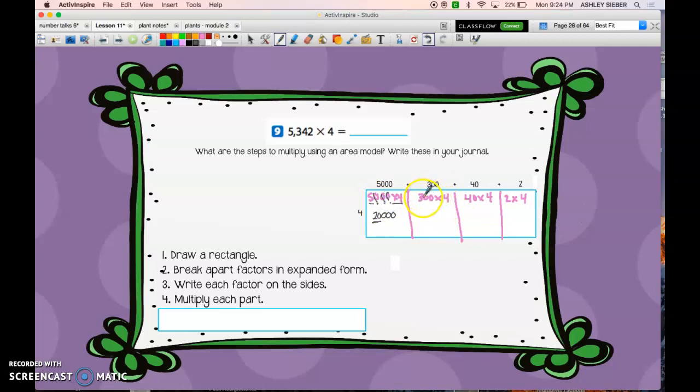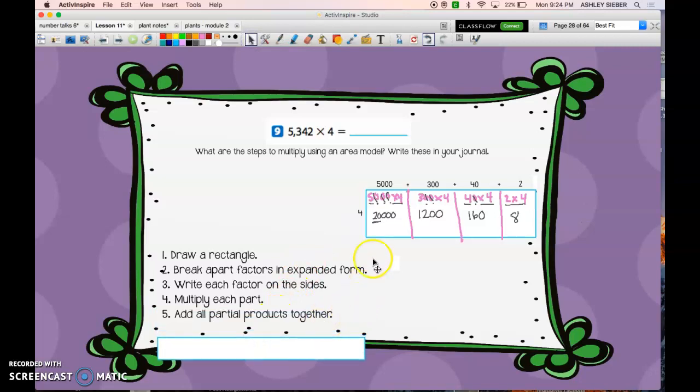Let's look at our next expression. 300 has 2 zeros. 3 times 4 is 12. Add the 2 zeros back in, and I get 1,200. 40 times 4 has 1 zero. 4 times 4 is 16. And 1 zero added in makes 160. 2 times 4 is 8. And our last step is add all the partial products. These, remember, are the partial products.